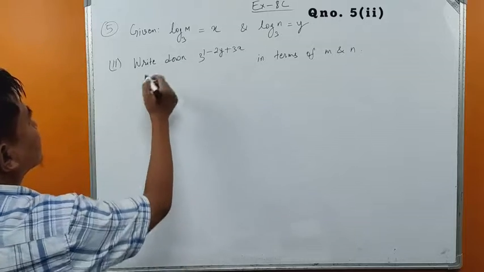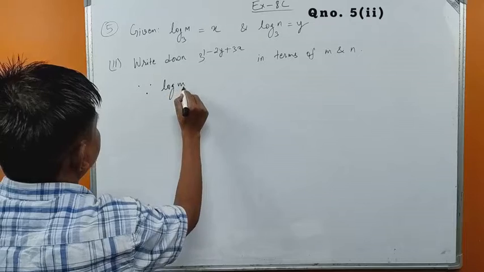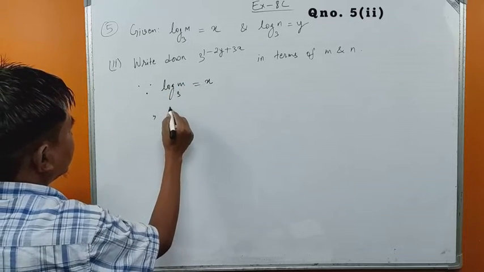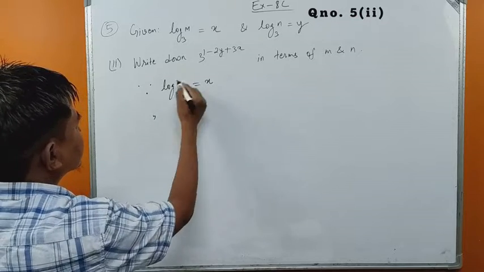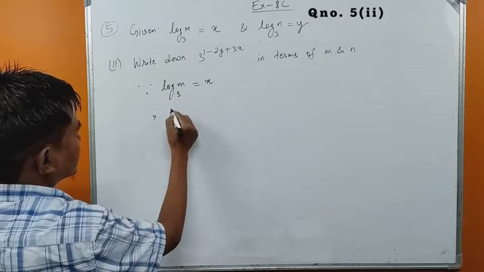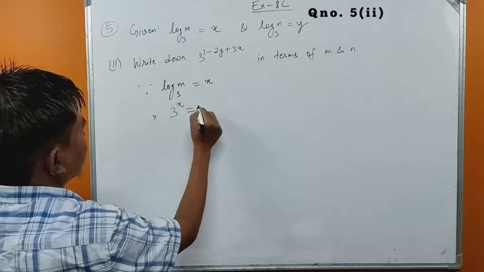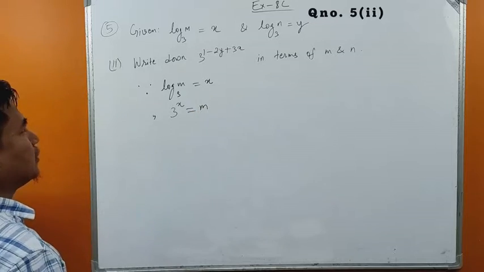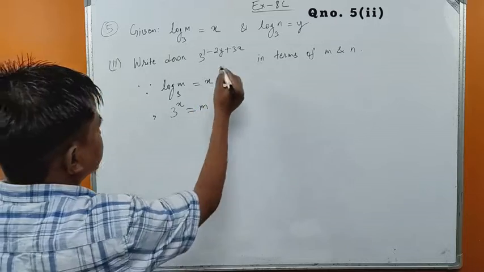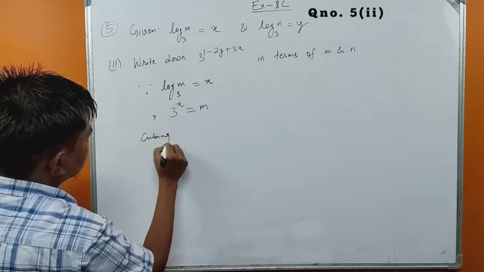So let's begin. Since the given condition is log m to the base 3 equals x, we know that this is a logarithmic equation. We will convert this into exponential form. 3 is the base, this x comes here as power, equals m goes to the right hand side. So we need 3x here. This means we are going to cube this. Cubing both sides.